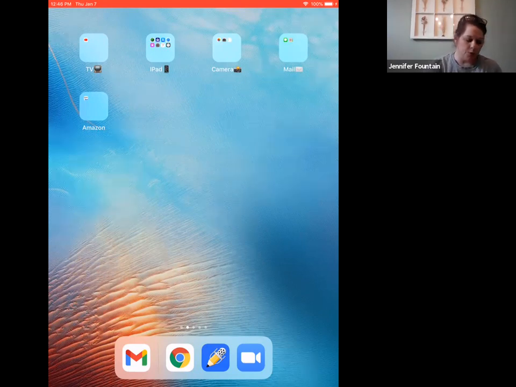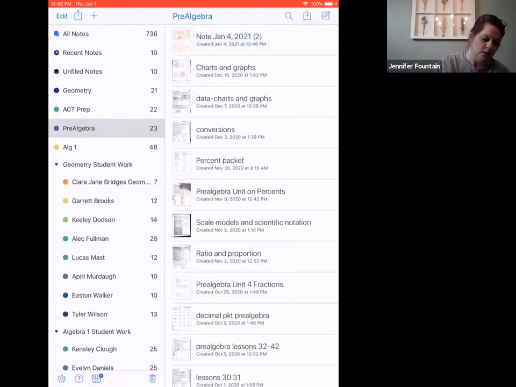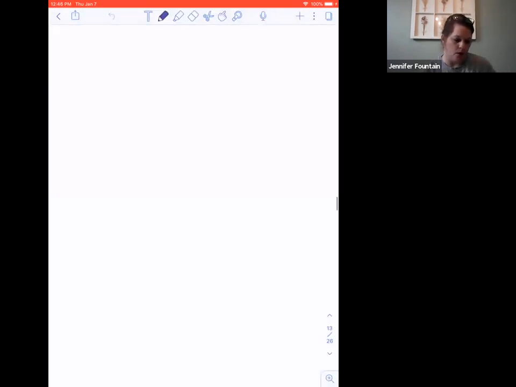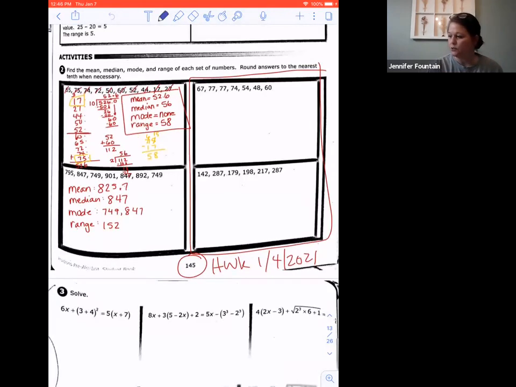But anyway, first of all, we are going to go ahead and start by checking our homework. On Monday, we were taking our notes about mean, median, mode, and range. At the bottom of the page, I have our homework listed: 137, the bottom row of activities 2; 139, the bottom row of activities 2; and page 145, the right column. I'm going to pull up those pages and we'll go through that homework. All righty, the first one was page 137.